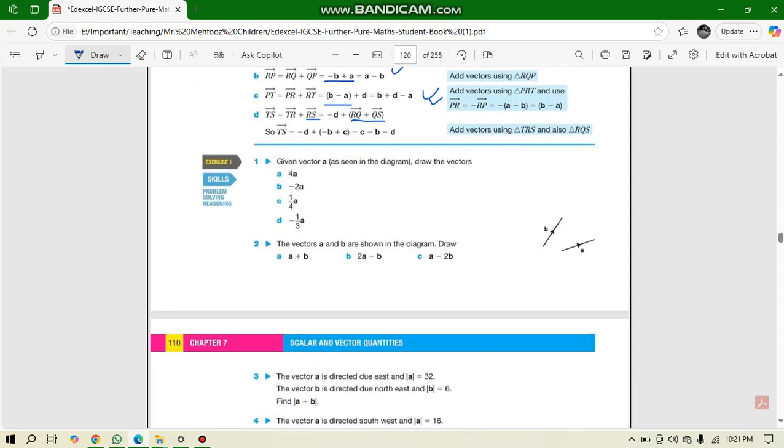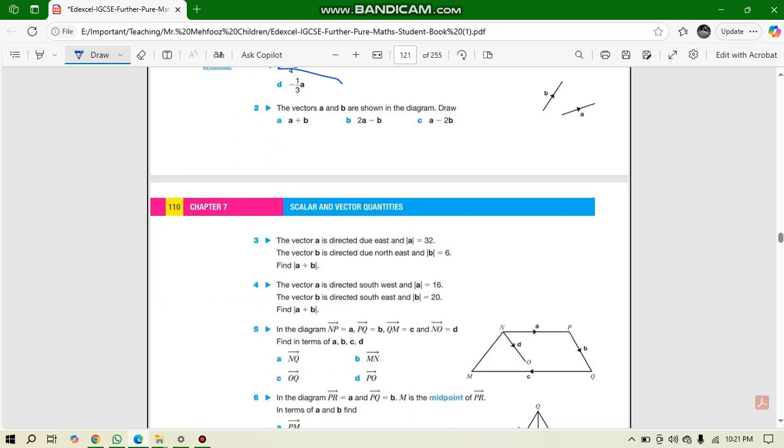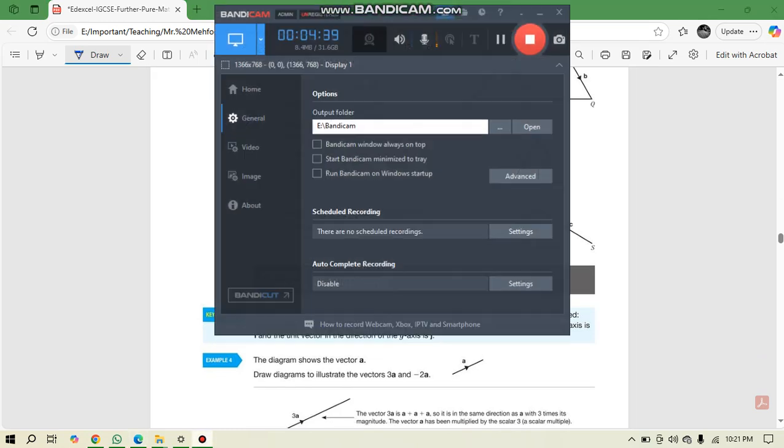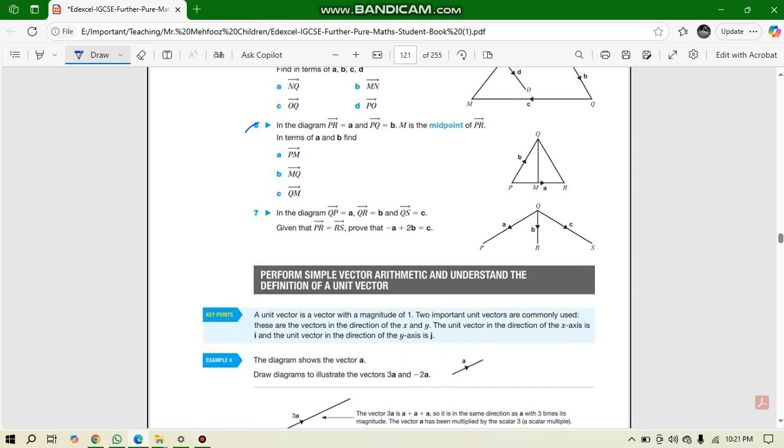Now here is the next exercise. You have to do some questions from the exercise which I have mentioned. Question number 1 part C, question number 2 part C, question number 4, and question number 6, right? Do all these questions quickly.